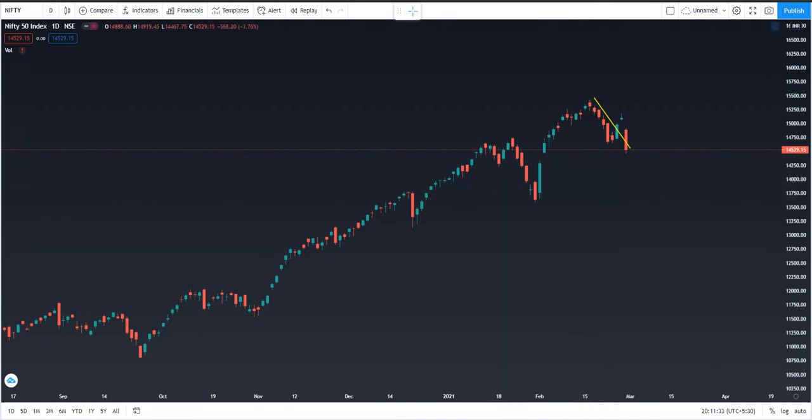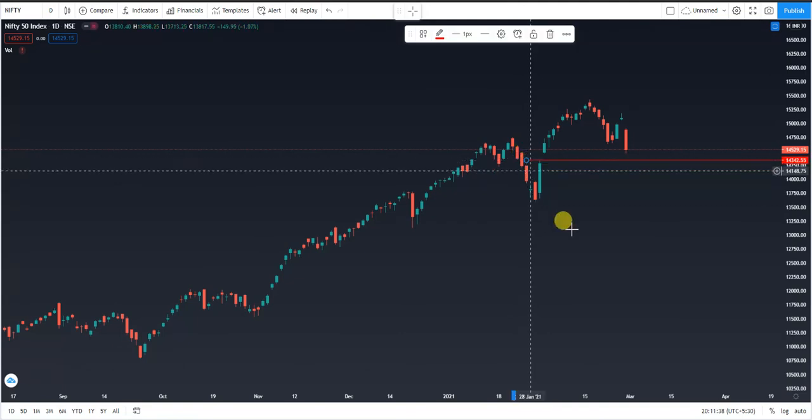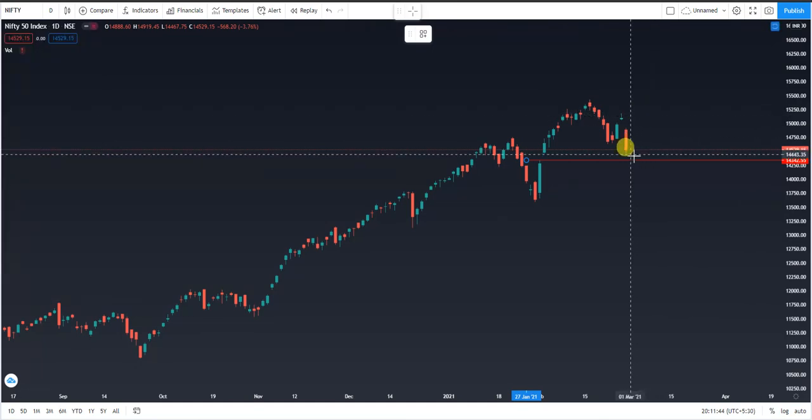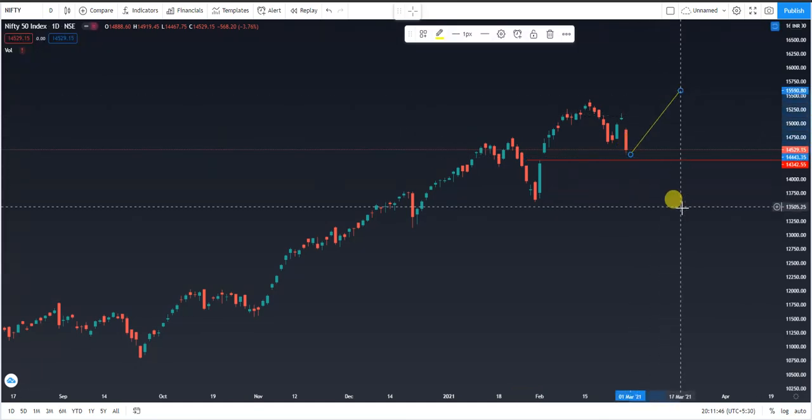In Nifty, I'm looking for it to come to the support of 14,300, and then it goes back to the old rally. I hope I have made my analysis very clear.